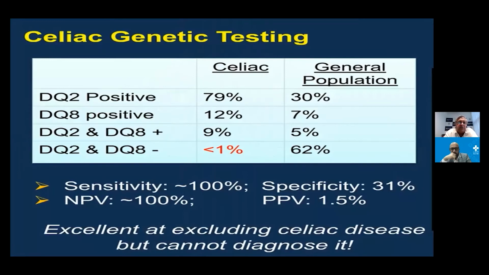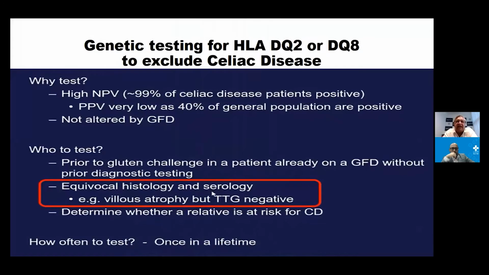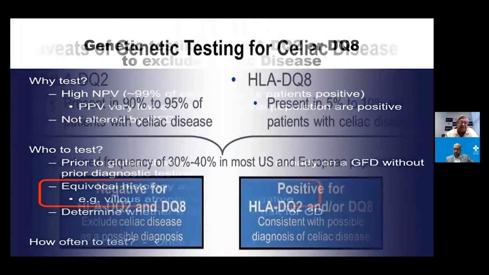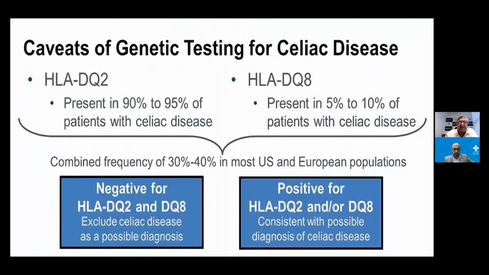What they have noticed is DQ2 is overexpressed in celiac. In the general population, it is 30%, but a celiac person will have DQ2 or DQ8. The chances of a celiac person not having either DQ2 or DQ8 is less than 1%. And so the sensitivity of the presence of this is 100%, and the negative predictive value is also 100%. So HLA-DQ2 or HLA-DQ8 is useful for ruling out celiac disease. And it needs to be done only once in a lifetime.